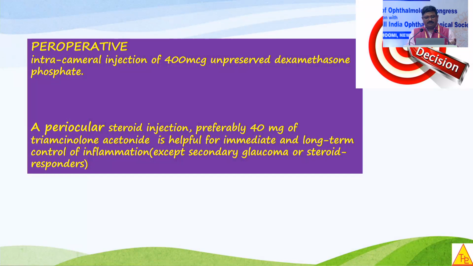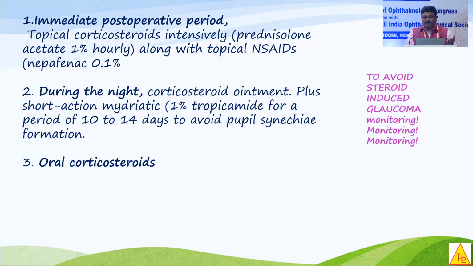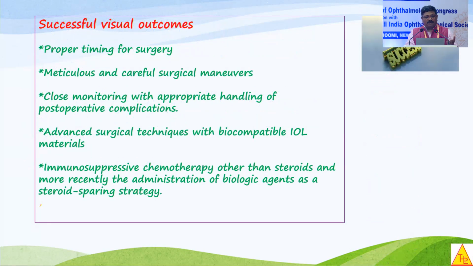We have to control the inflammation at least 2 to 3 months before the surgery. In the immediate postoperative period, we have to use frequent steroids. The frequency has to be much more, and during the night, steroid ointment has to be used. So successful outcome depends on proper timing, proper control of inflammation, meticulous surgery, close monitoring, and advanced surgical technique. And immunosuppressive chemotherapy, if advisable depending on the person's profile, can be taken up.